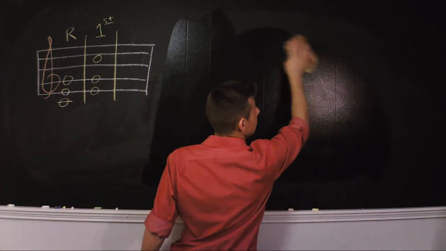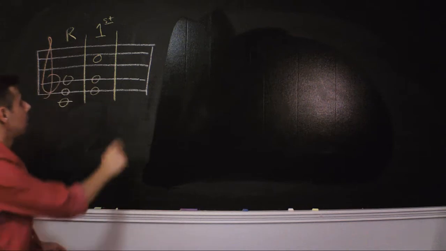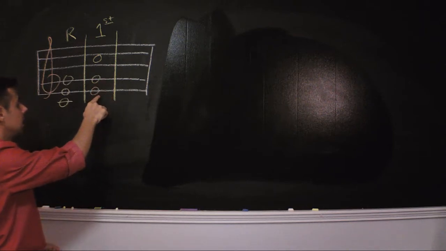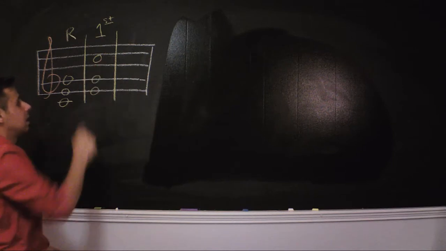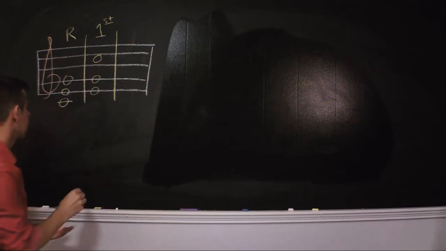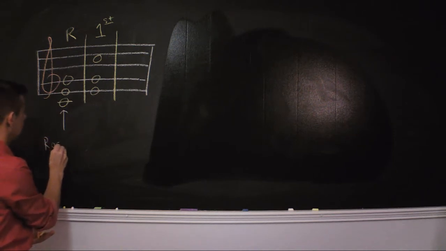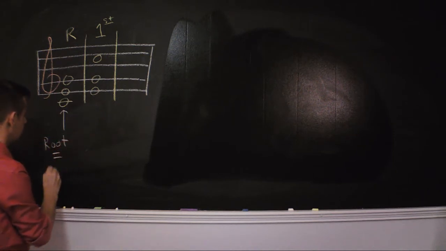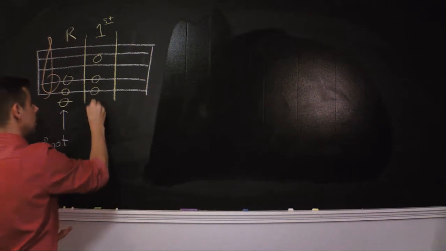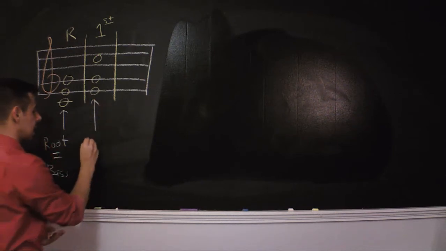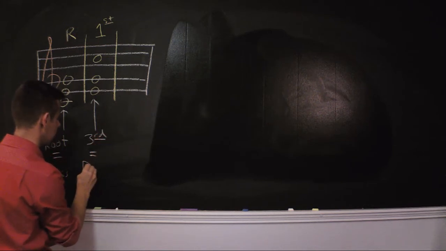So now, the important part is not the exact order, because in real music, it's not always in first inversion where it's E, G, C. Now what's important really is that the root equals bass. In first inversion, it's important that the third equals the bass.